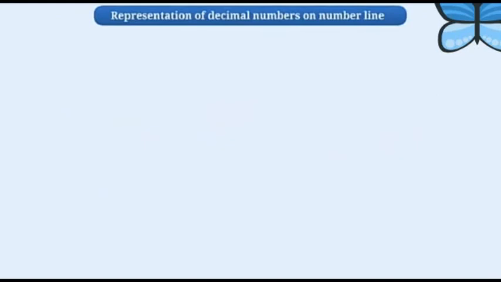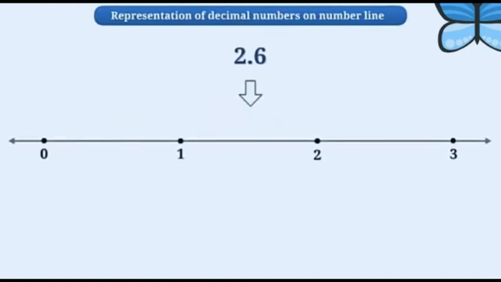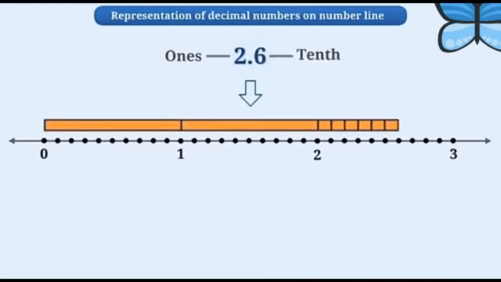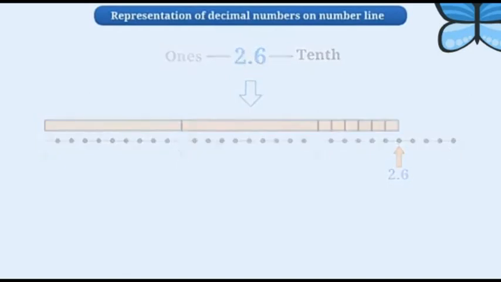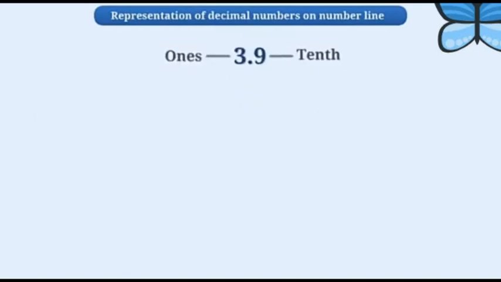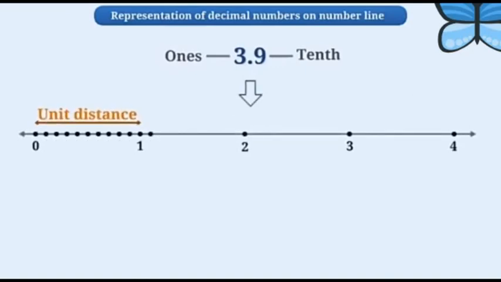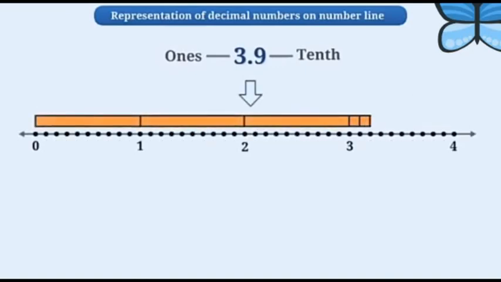How will we represent 2.6 on the number line? In this case also, we will divide the unit distance into 10 equal parts. In 2.6, since there are 2 ones and 6 tenths, we will count 6 parts after 2. By doing so, we will get the place of 2.6. Similarly, to represent 3.9 on the number line, we will divide the unit distance into 10 equal parts and count 9 parts after 3. By doing this, we will get the place of 3.9.